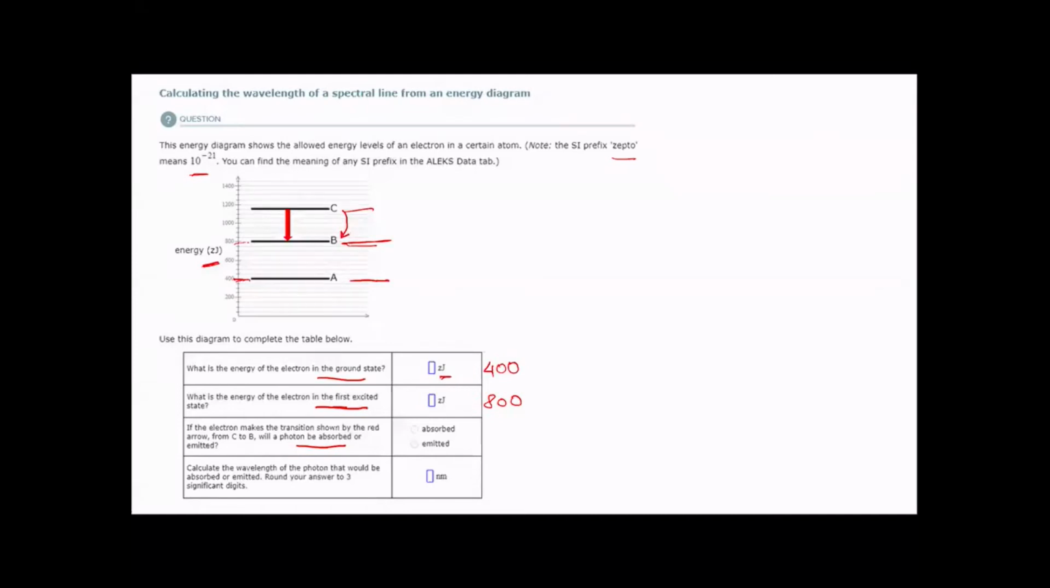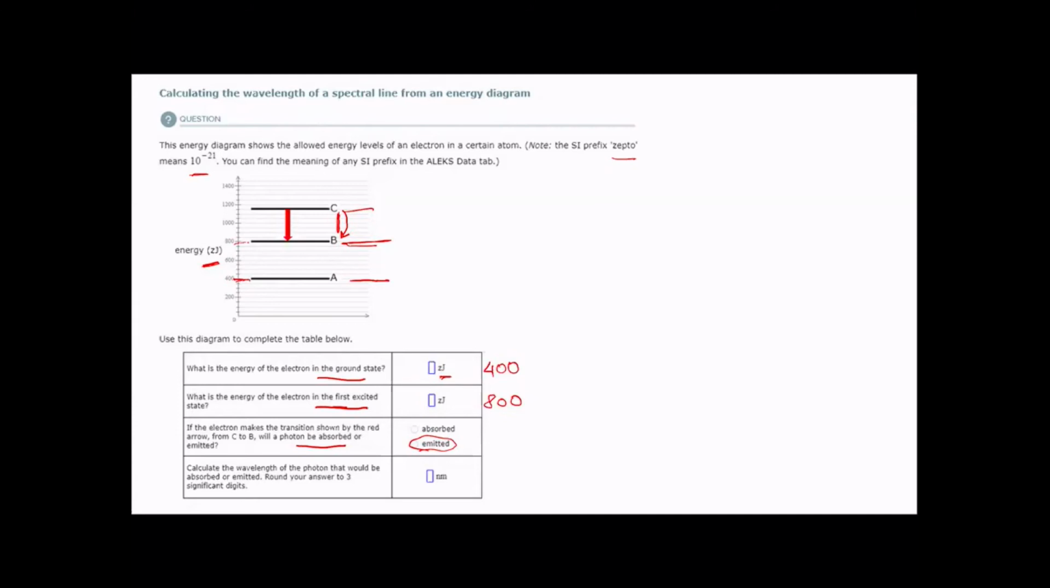So it emits a photon of light, and that photon of light will have an energy equal to the difference in energy between these two levels. So the answer to this question is emitted. We have a photon of light emitted. All right, the last part of the question is you're asked to calculate the wavelength of the photon that would be absorbed or emitted. So basically the wavelength of the photon that is emitted.